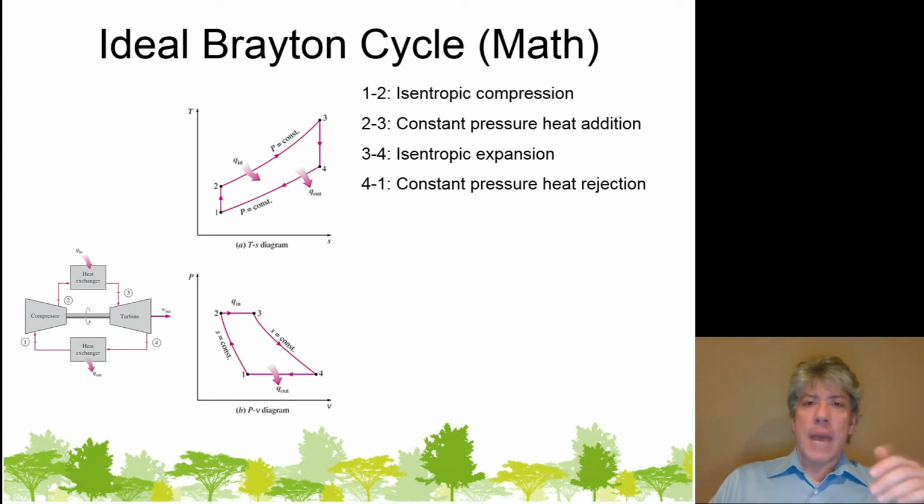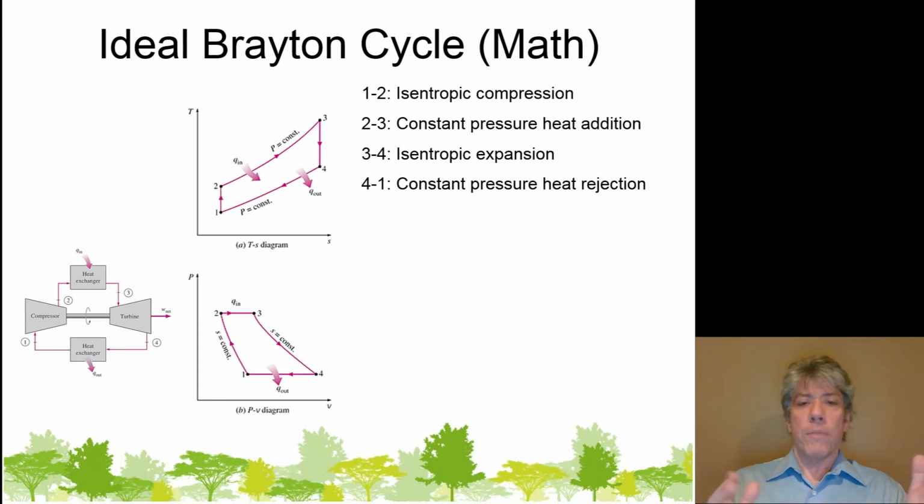Now consider what's happened to the Brayton cycle on the PV diagram. 1 to 2 is isentropic compression, that matches the diesel cycle. 2 to 3, constant pressure heat addition, again matches the diesel cycle, as does 3 to 4, the isentropic expansion. What has changed now is 4 to 1. The constant pressure heat rejection was a constant volume heat rejection in both the Otto cycle and the diesel cycle, and that's the big change.